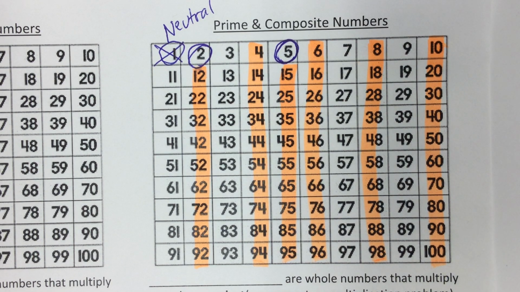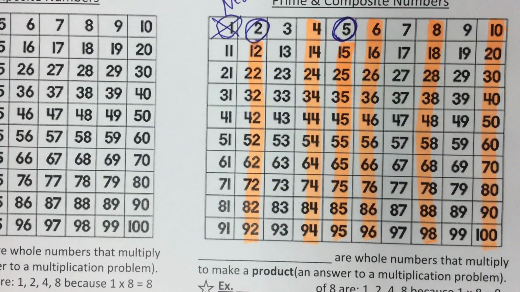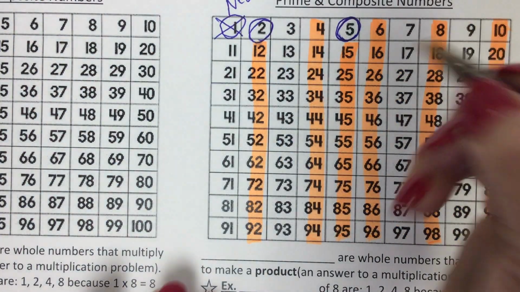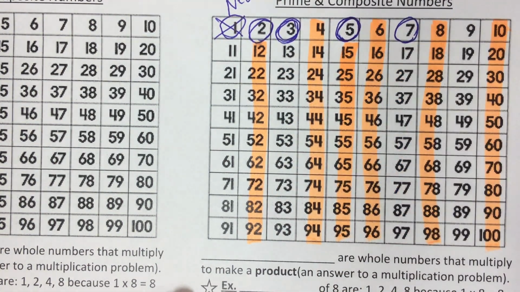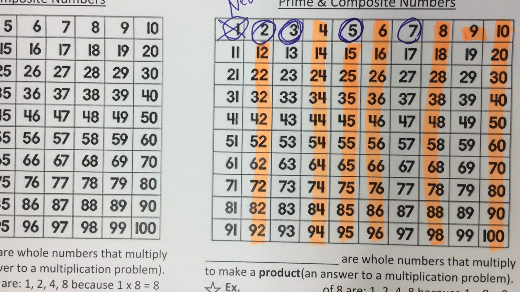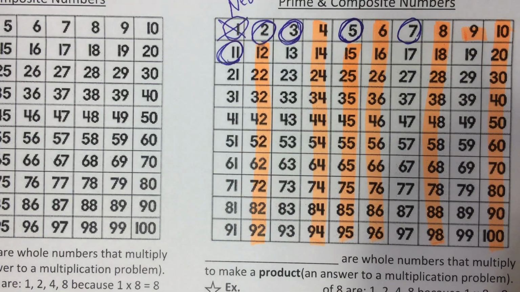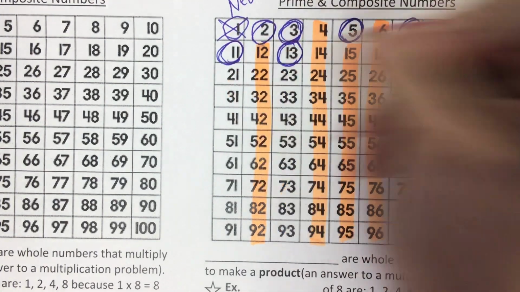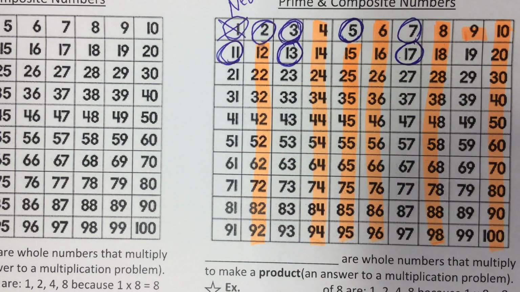So let's look at each individual number. Okay, so let's start with 3. Well, I know the only way to make 3 is 1 times 3. So 3 is a prime number. The only way to make 5 is 1 times 5. The only way to make 7 is 1 times 7. 9, I know 3 times 3 equals 9, so that would be a composite number. 11, 1 times 11, it's a prime number. 13, 1 times 13, it's a prime number. 17, 1 times 17, that's it, it's a prime number.